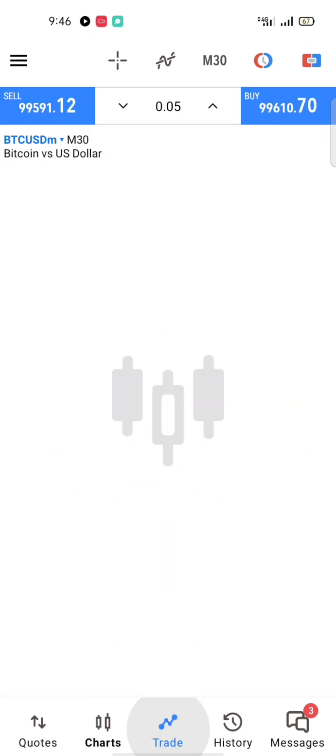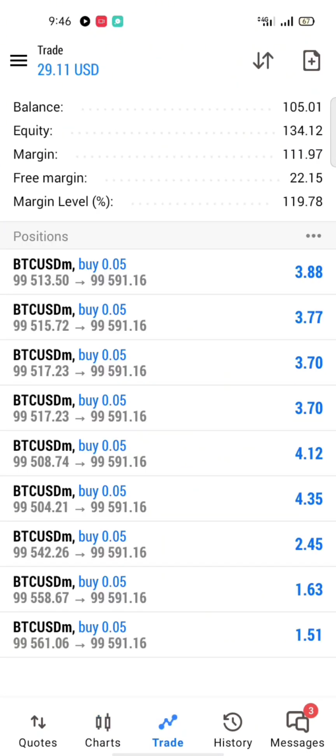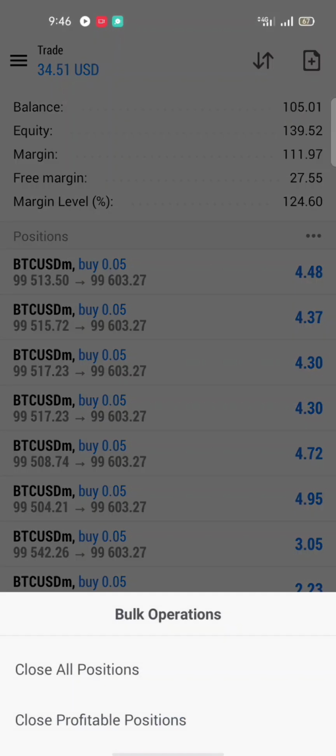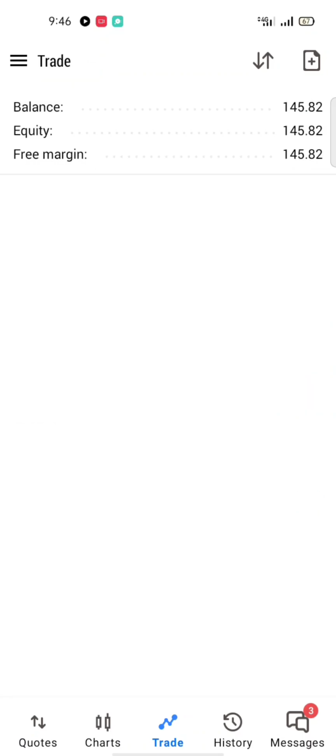Okay guys, so currently the trade is moving in a direction, and we're up in a few profits at this very point. So currently I'm closing up positions at this very point. I'm trying to maximize my profit and grow the account in a very nice way. I'm currently up $145 at this very point.